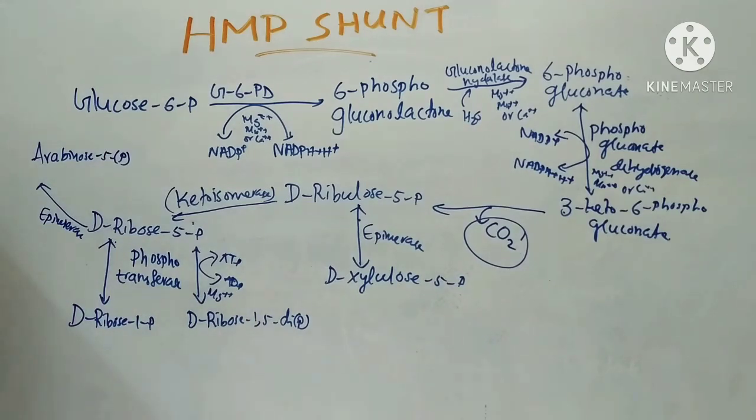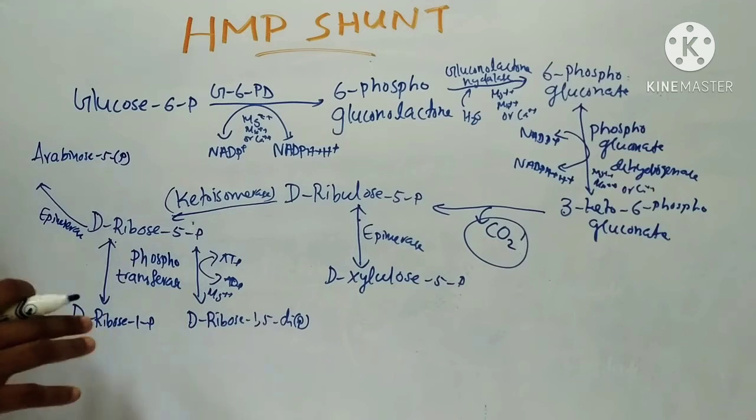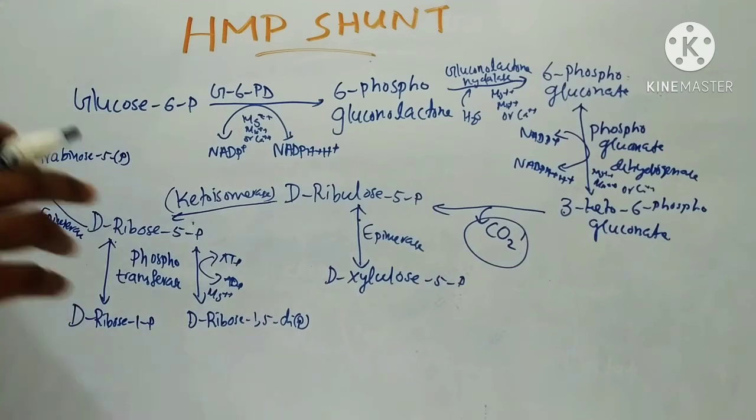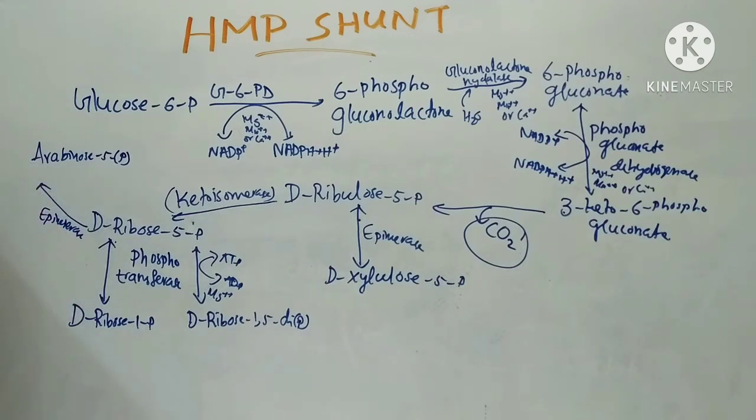Then the second step is the conversion of these pentose phosphates to hexose phosphates. These all are pentose phosphates: ribulose 5-phosphate, ribose 5-phosphate, xylulose 5-phosphate. In this reaction, pentose phosphates are converted to fructose 6-phosphate, which is then isomerized to glucose 6-phosphate, so it can begin the cycle again. This is achieved by the enzymes transketolase and transaldolase, and these reactions are called transketolation and transaldolation.